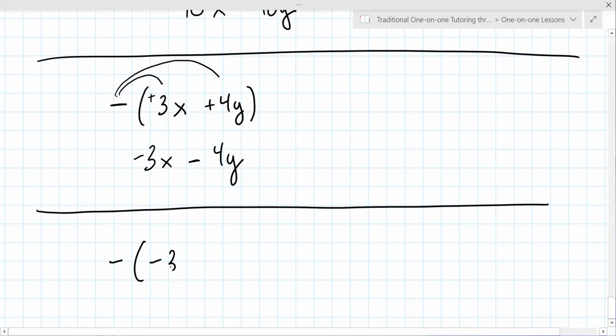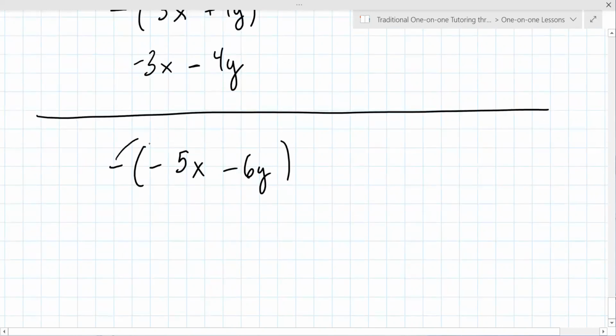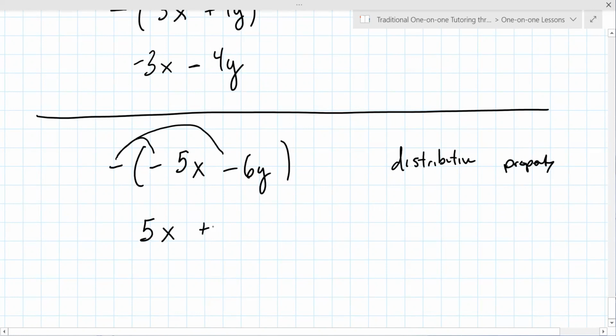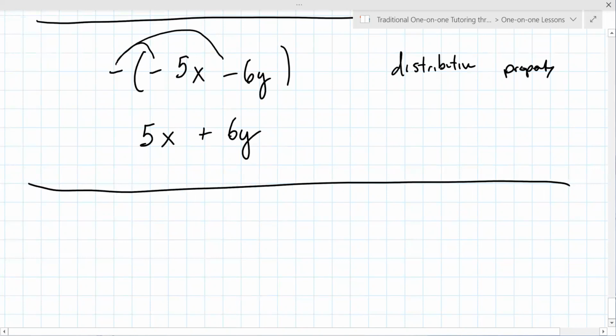Let me change these numbers up a little bit here. Negative, 5x minus 6y. So this negative distributes into both of these. This is the distributive property. So this becomes positive 5x and this becomes positive 6y. Is that okay? Do you believe that? Yeah. Maybe. Okay, let's try something else here because I'm not sure that was clear.